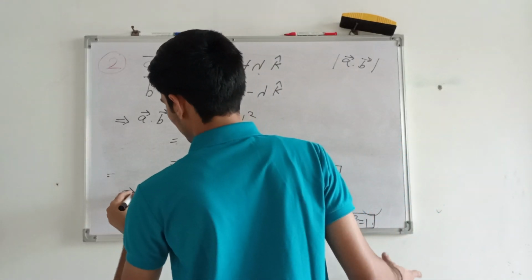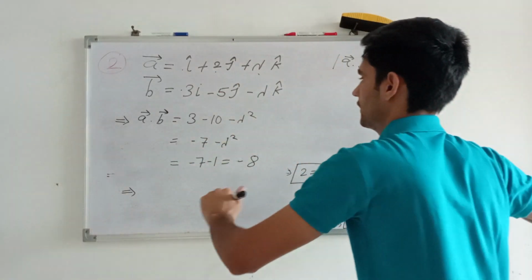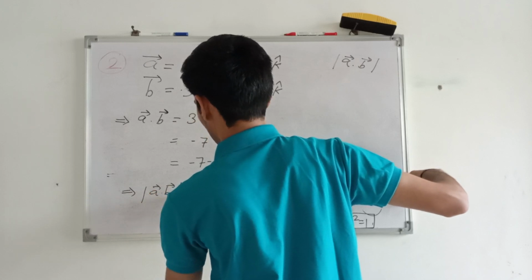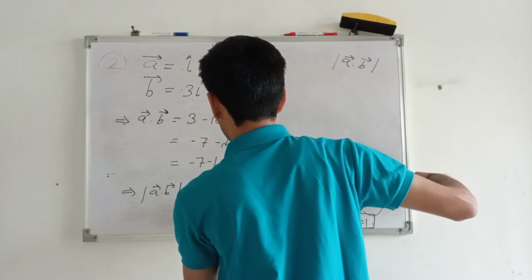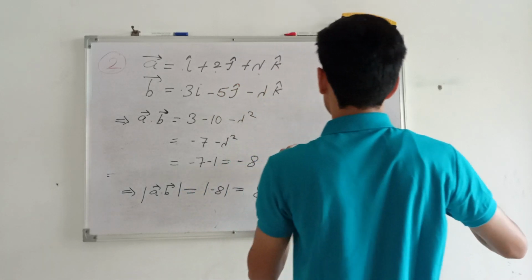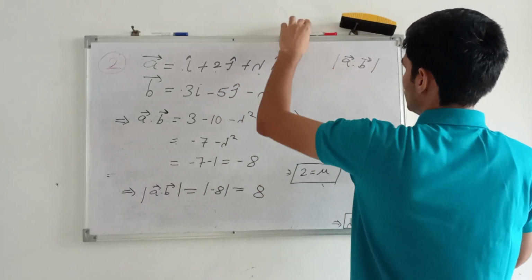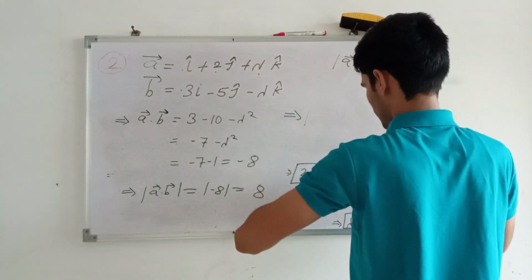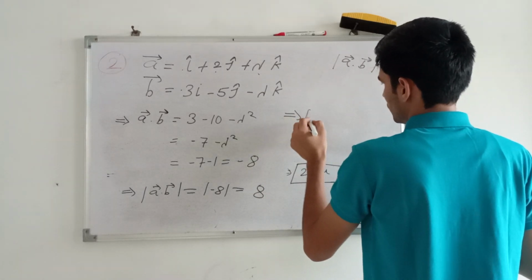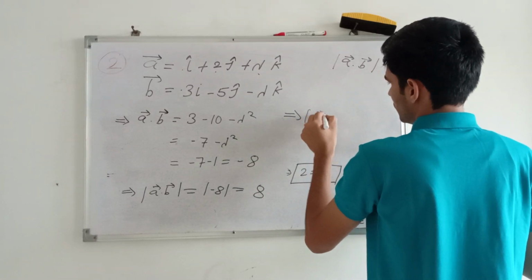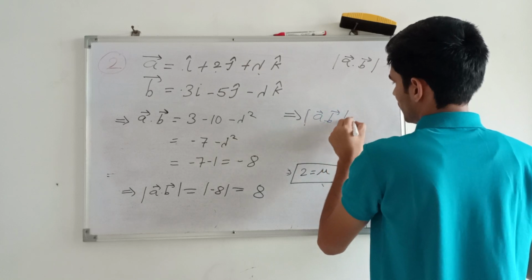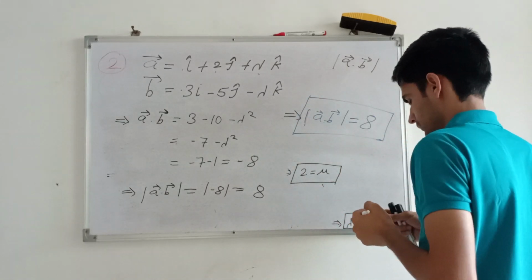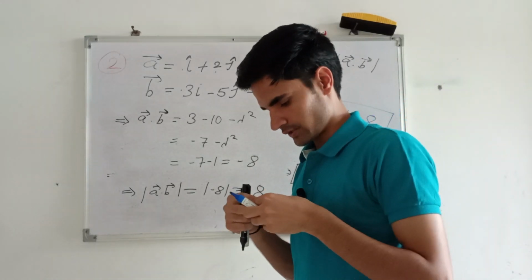Now we need to find magnitude. Here you can see this magnitude is applied. It means we only take plus sign. Minus 8, magnitude of a negative number is positive number. So our answer is, let me write with this one. Our answer is A vector dot B vector magnitude is equal to 8. This is our final answer.